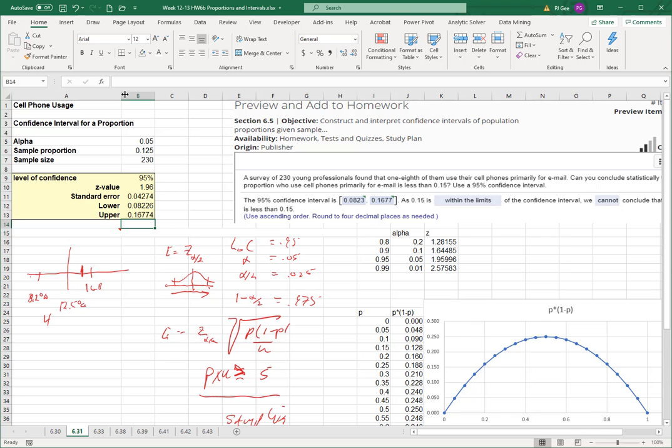It says, can you conclude conclusively the proportion who use cell phones for email is less than 0.15? It's laid out in a similar way to the previous question, but now they're saying less than, not greater than. The last question asked whether the proportion could really be 0.15. Well, no, because there's still a likelihood that it's greater than 0.15 up here. So you cannot conclude. All right, on to the next problem.